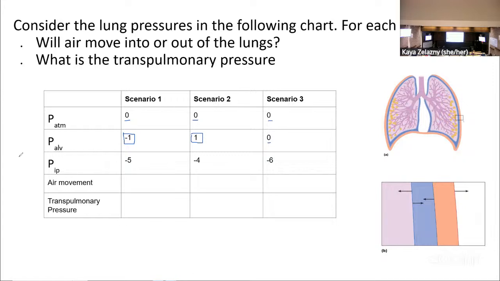So what I want you to do is tell me, for each of these scenarios, do we have air moving into the lung, out of the lung, or not moving? That's an option. I want you to also calculate the transpulmonary pressure, the pressure that's gluing our lung tissue to the chest wall. I'll give you a few minutes to do that. You can work it with a neighbor, or do it on your own first, then compare, and then we'll circle back and do it together.